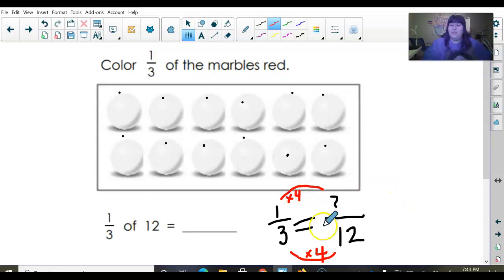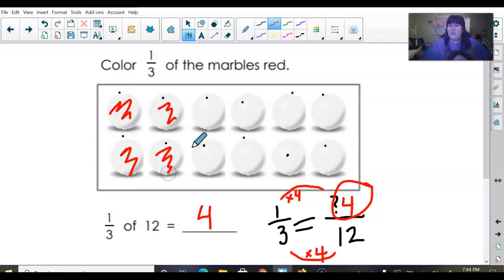1 times 4 equals 4. So 1/3 is the same as 4/12. What is 1/3 of 12? That would be 4, because that is the numerator that we had to find. 1/3 is the same as 4 out of 12. 1/3 of 12 is 4. So if we need to color 1/3 of the marbles red, we can color 4 marbles red. And there you have it.